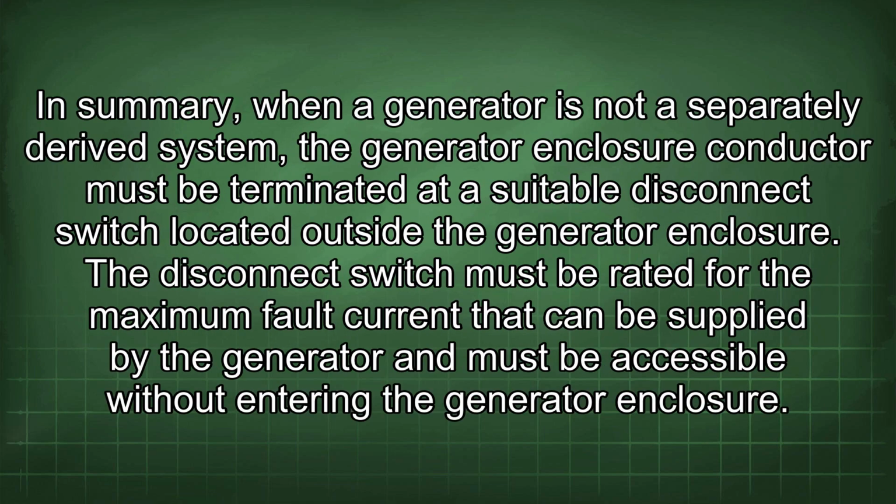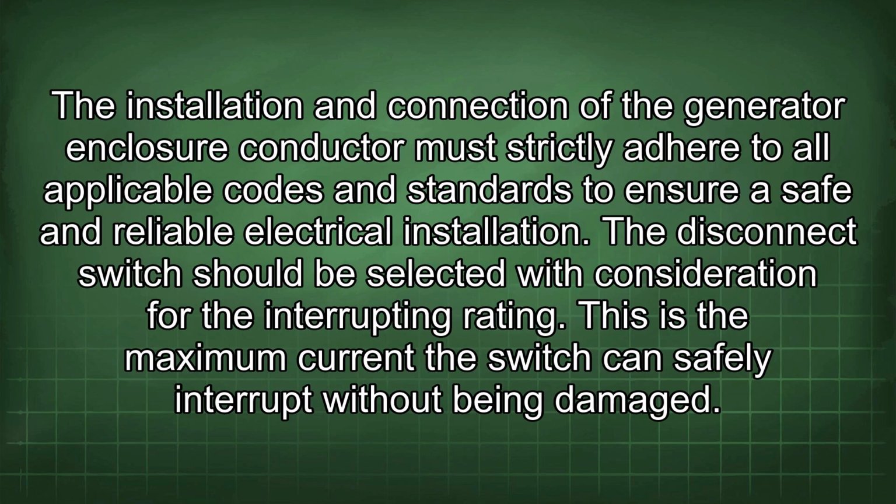In summary, when a generator is not a separately derived system, the generator enclosure conductor must be terminated at a suitable disconnect switch located outside the generator enclosure. The disconnect switch must be rated for the maximum fault current that can be supplied by the generator and must be accessible without entering the generator enclosure. The installation and connection of the generator enclosure conductor must strictly adhere to all applicable codes and standards to ensure safe and reliable electrical installation. The disconnect switch should be selected with consideration for the interrupting rating.